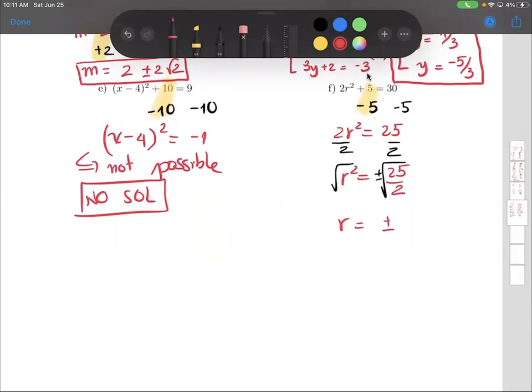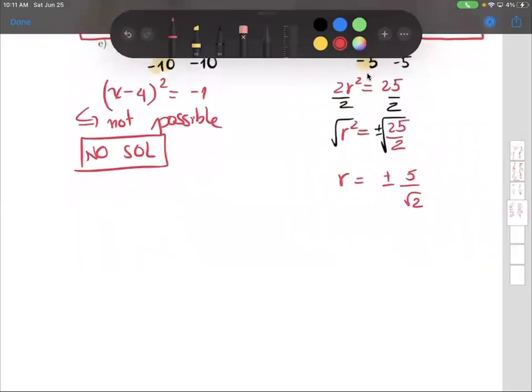So the square root of 25 is 5. The square root of 2 is square root of 2. But now we know how to rationalize the denominator. I do not want my answer to have a radical in the denominator, right? So how do I rationalize that? Multiply top and bottom by root 2, right? So what do you have? r equal plus and minus 5 times root 2, and the bottom is root 2 times root 2, which is root 4, which is 2.